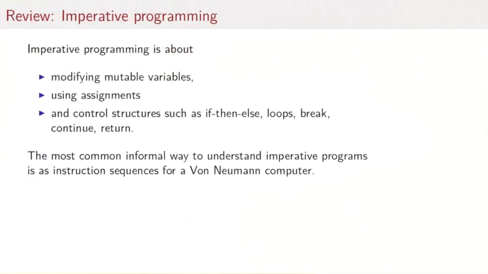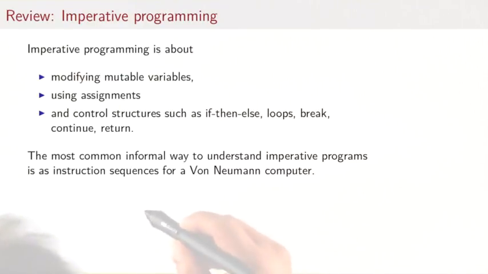So let's review what imperative programming is as a paradigm. Imperative programming is really about modifying mutable variables using assignments, and those will be composed with control structures such as if then else, loops, break, continue, return, and so on. The most common informal way to understand imperative programs is as instruction sequences for a von Neumann computer. Von Neumann was one of the pioneers of the computer, and built the first computer around 1945.